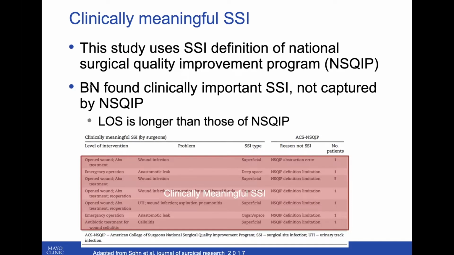And actually, the surgical site infection captured by the machine learner has a longer length of hospital stay, which is longer than the NSQIP. So we are able to find quite meaningful surgical site infection. So there is good potential in using this machine learning system in the clinical care.